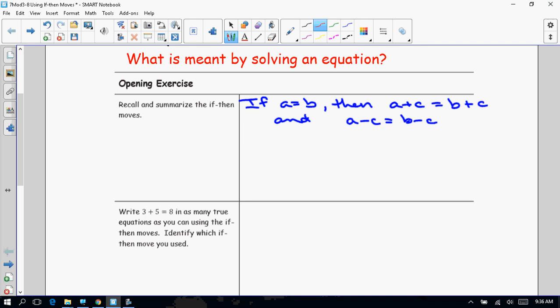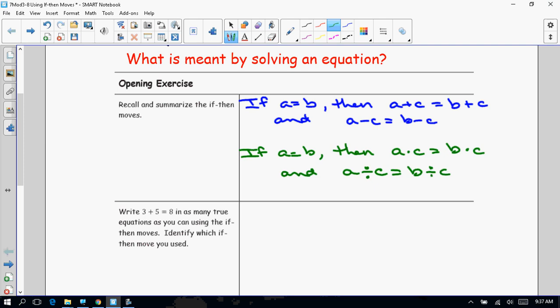Another if-then move that we have is that, again, if A equals B, and remember, this could be 2 plus 3 equals 4 plus 1. They both equal 5, but they look different. Then, with that being the case, I could multiply both sides. A times C is equal to B times C. I could multiply them both by the same number. And, of course, I can have the reverse or inverse of it. I could also say A divided by C is equal to B divided by C, as long as I do the same thing to both sides.